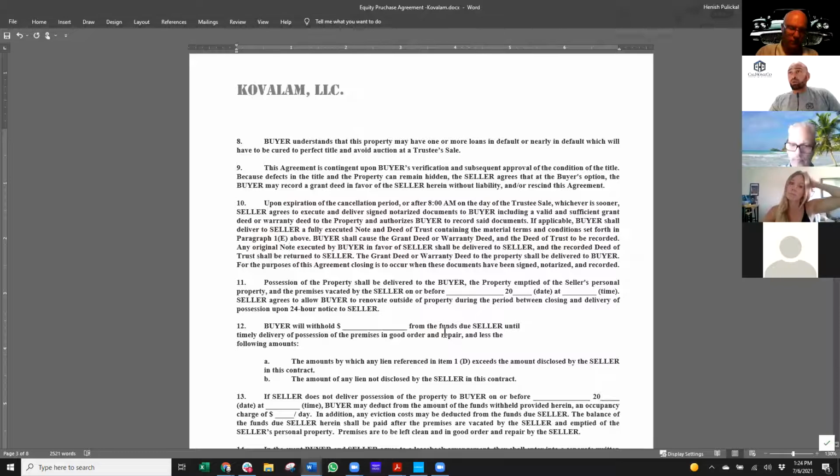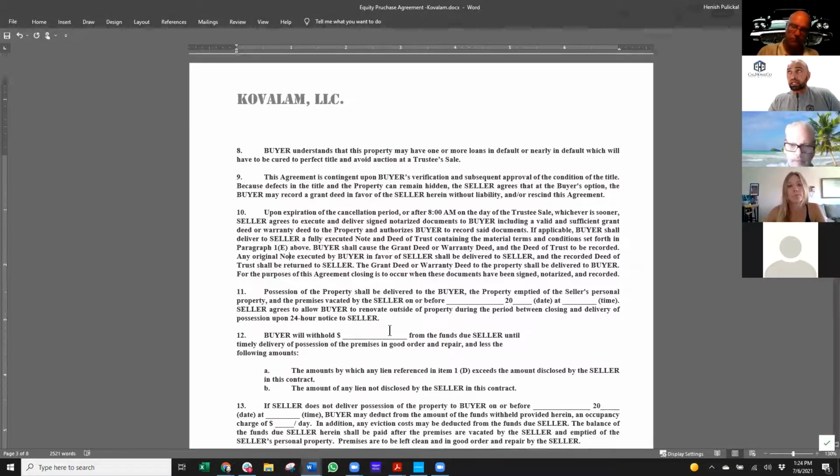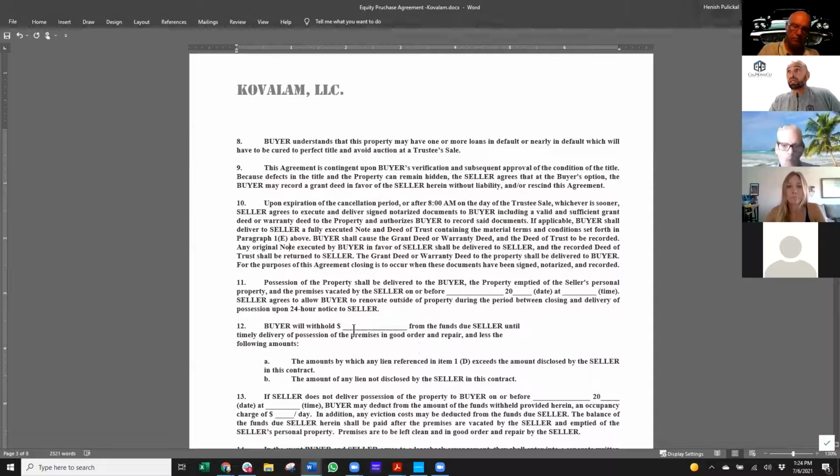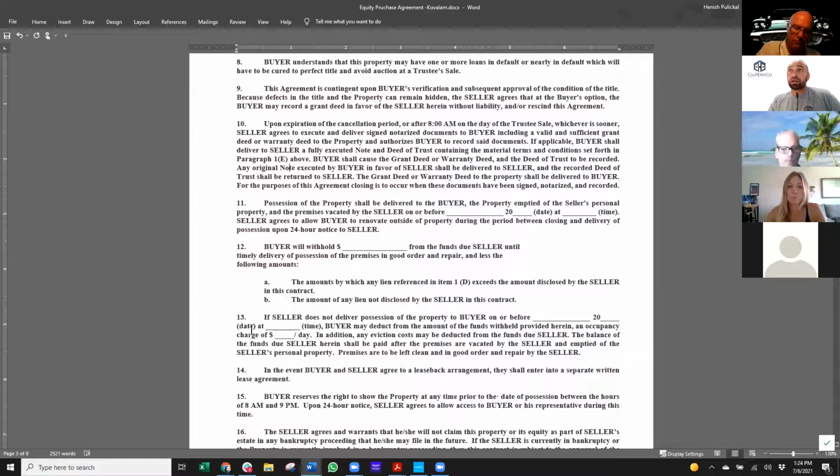Okay. Buyer will withhold, right? And that's that second number that in this case was $15,000. Buyer will withhold X amount from the funds due seller until timely possession of the premises in good order and repair, less the following amounts, right? This was kind of disclosed earlier, but I like to have this in there because I'm doubly stating it to them. Hey, if that lien turned out to be more than we thought, then I need to adjust my final payment. So the amount by which any lien referenced in item 1 exceeds the amount disclosed by the seller in this contract. So if the lien's higher, I'm paying you less. The amount of any lien not disclosed by the seller in this contract. A new child support lien shows up for $5,000. Guess what? I'm going to pay off that child support lien and pay you less.